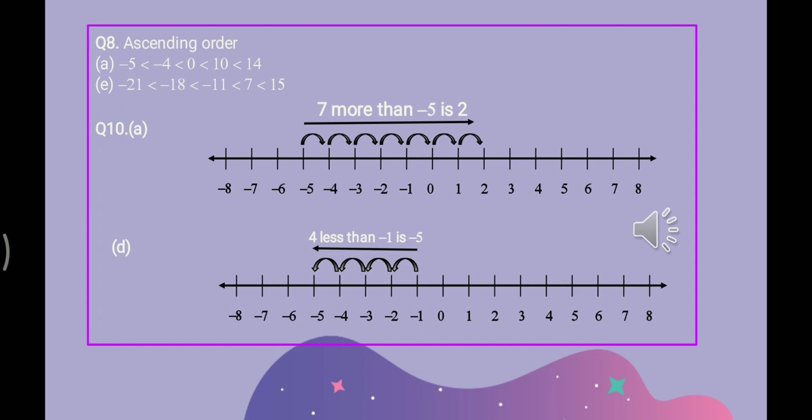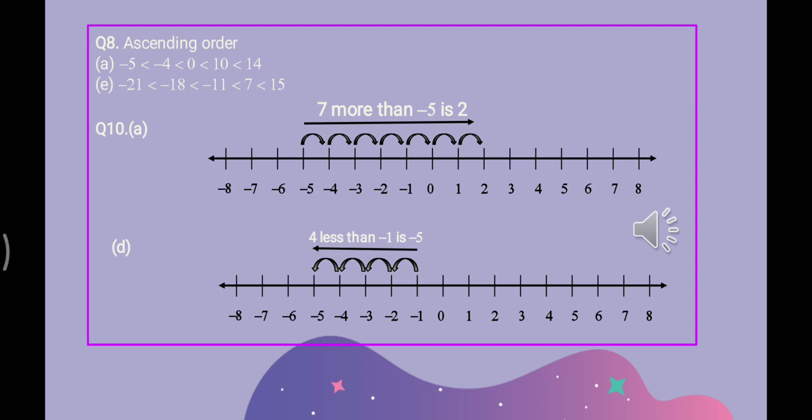In question number 10, we are being given directions actually here. More means towards the right and less means towards the left, or you can say up is towards the right and down is towards the left. We are being asked here, 7 more than minus 5. That means we have to make 7 steps towards the right of minus 5.